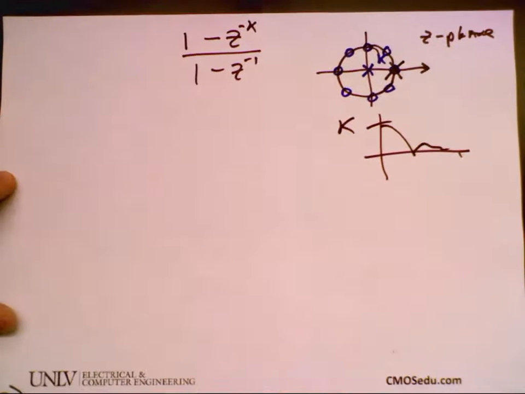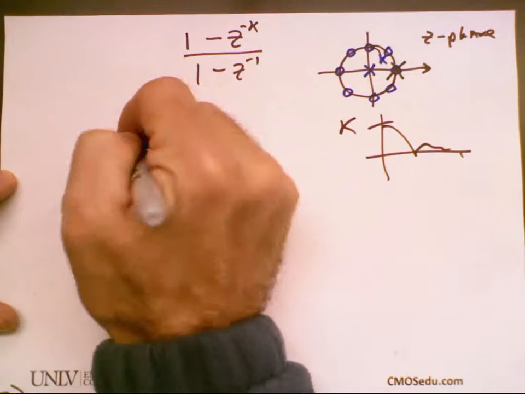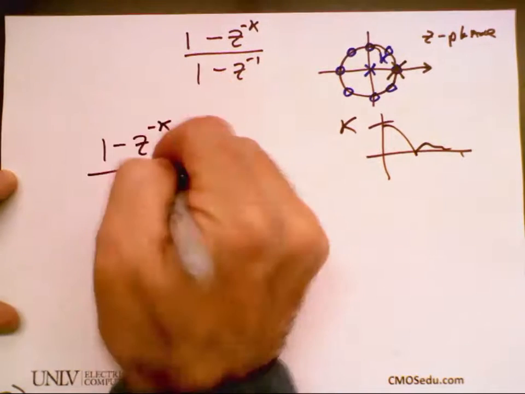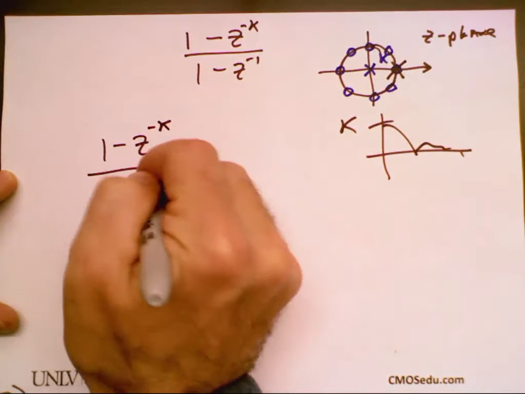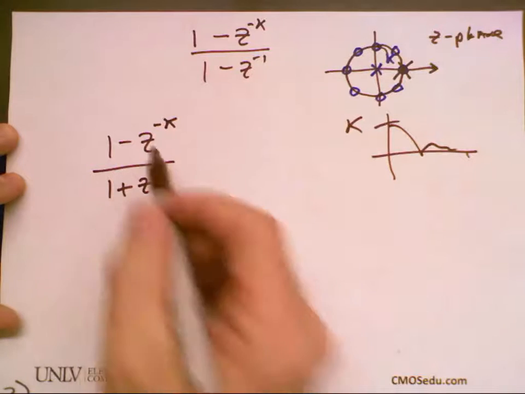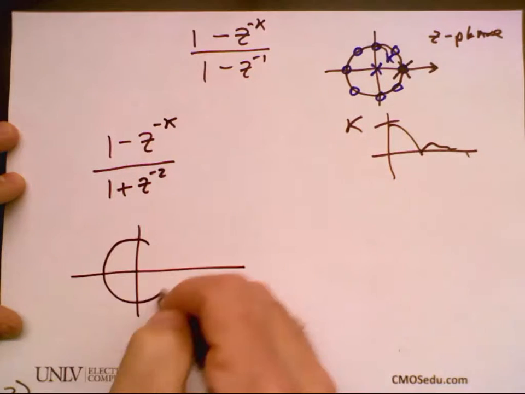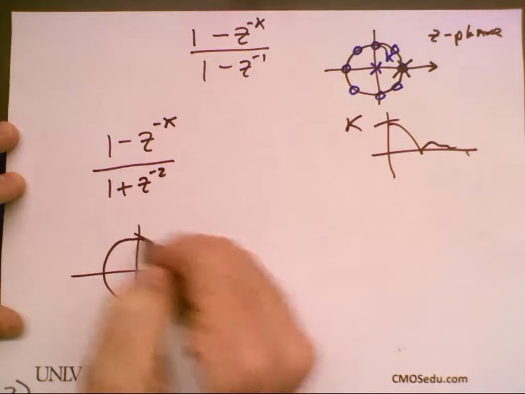Okay, what I'm going to do for band pass conversion is the following. I'll do this: 1 minus z to the minus k over 1 plus z to the minus 2. I still get my filter. I still got my comb filter that has my zeros there.